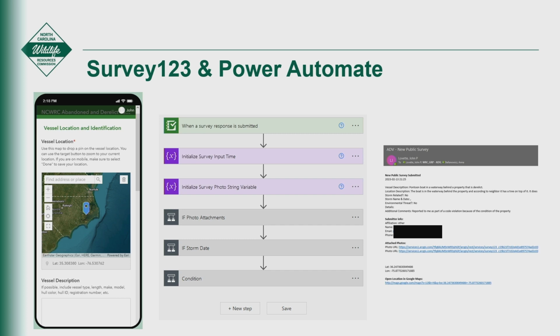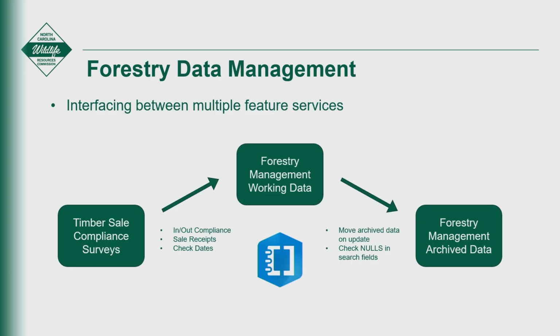So a couple other brief examples, talking about more feature update kind of stuff. We are responsible for about 500,000 acres across the state, many of which we, being wildlife, have managed timber resources on. And so we have a ton of data on our forestry management, but there's a lot of moving pieces there. For example, we do timber sales, and we have a Survey 123 set up that we can do compliance surveys for those timber sales. But that's a separate feature service from our forestry data.